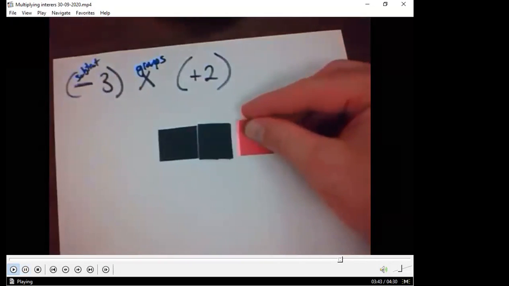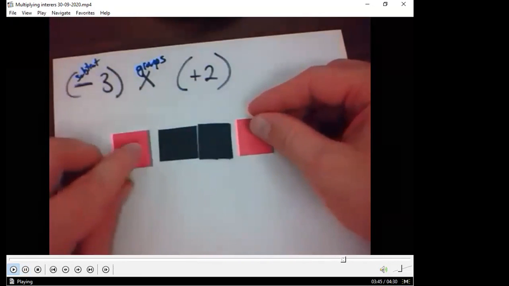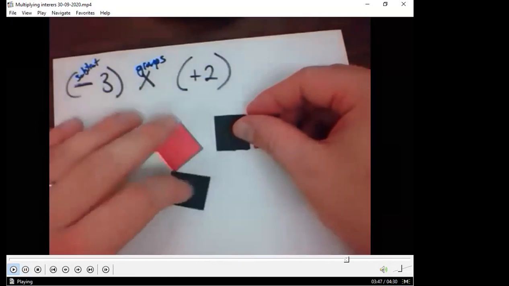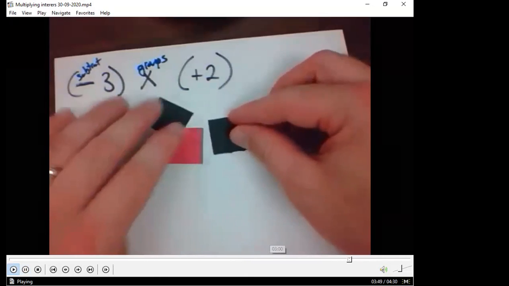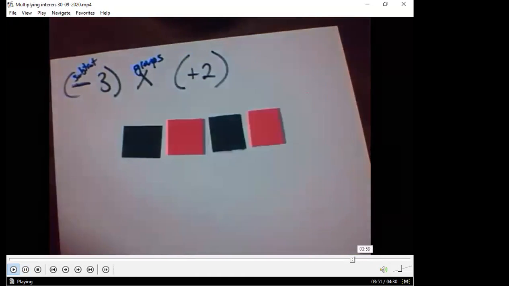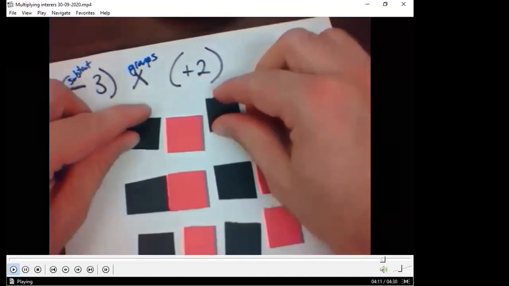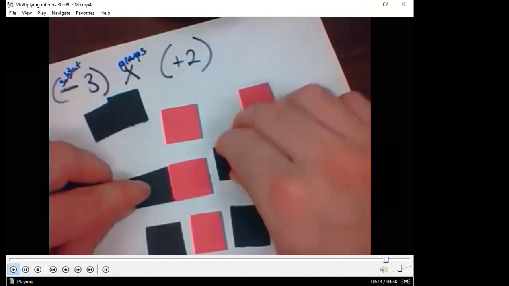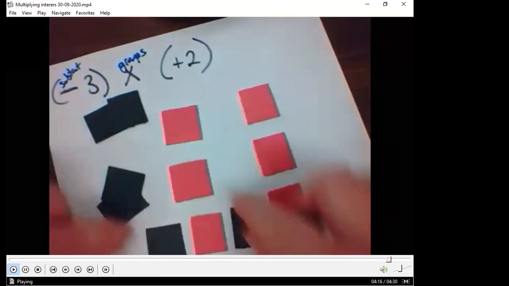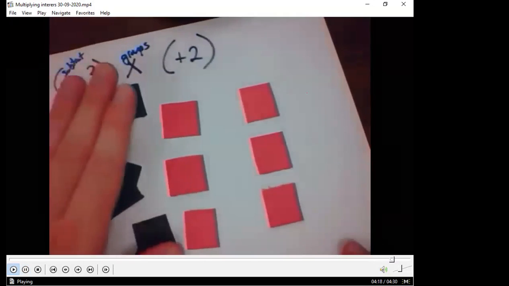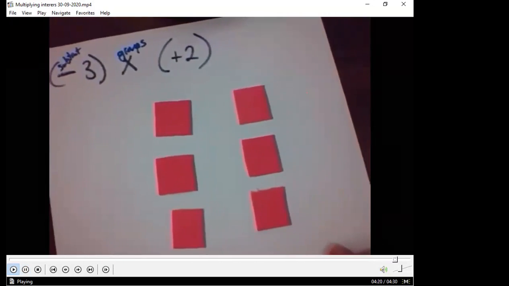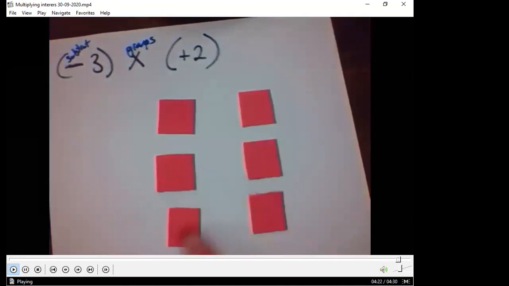Now I'm going to make 3 groups. This is the first group, second group, and then third group. Each one consists of 2. Now we want to take away 2 from the 3 groups. The answer will be equal to how many? Count. It will be equal to negative 6. Let me explain it again.